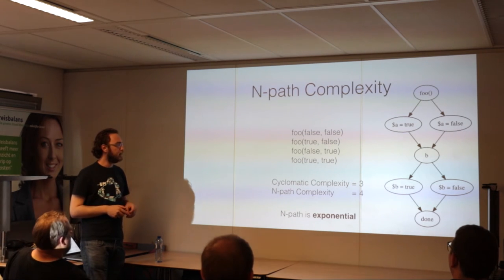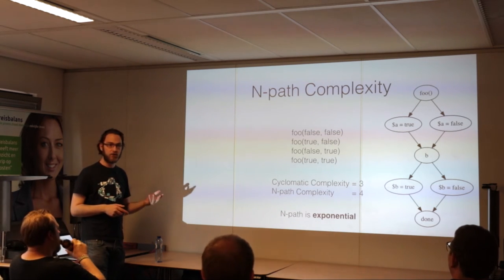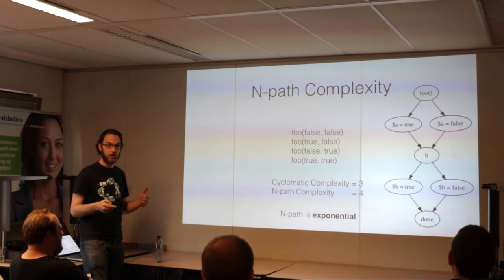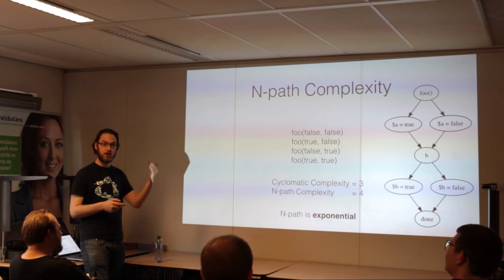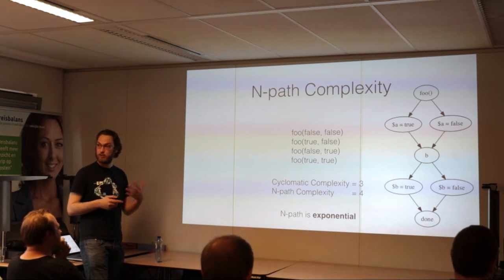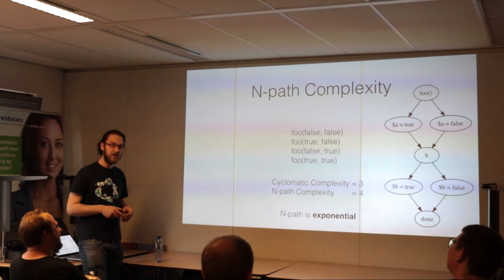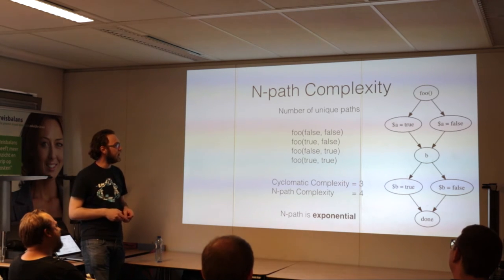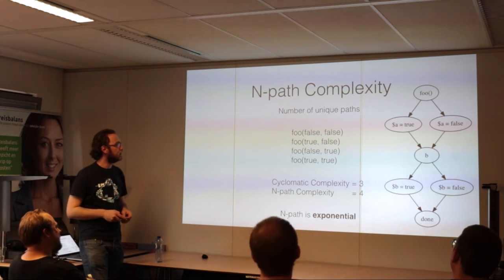And if you take into account all the possible paths through a code base, NPath is exponential. So your cyclomatic complexity could be a certain number. It's good to keep an eye on that because it can show you pieces that may need refactoring in your code. But NPath complexity is even worse. It's the number of unique paths in here.